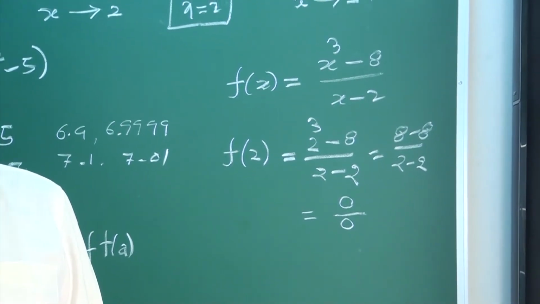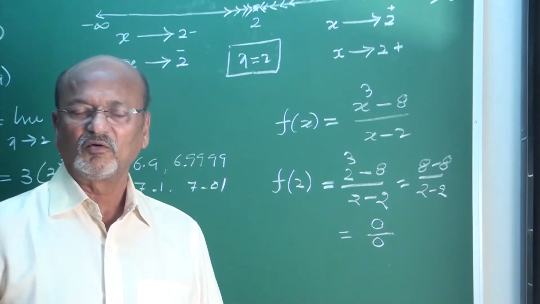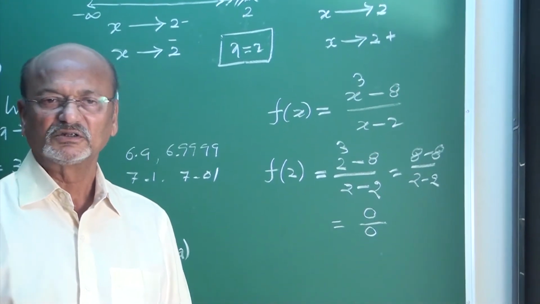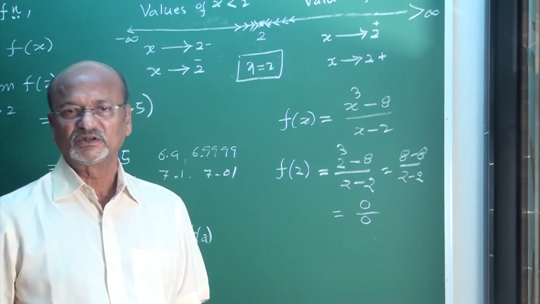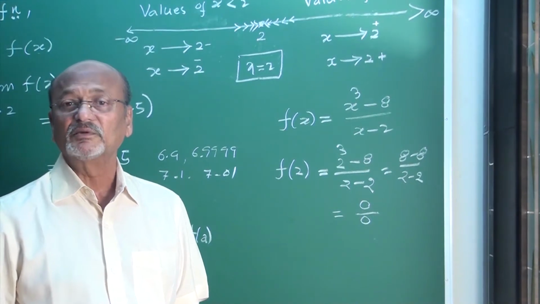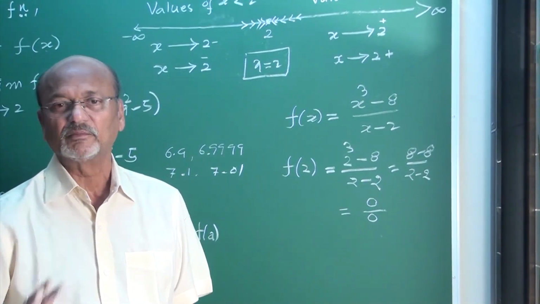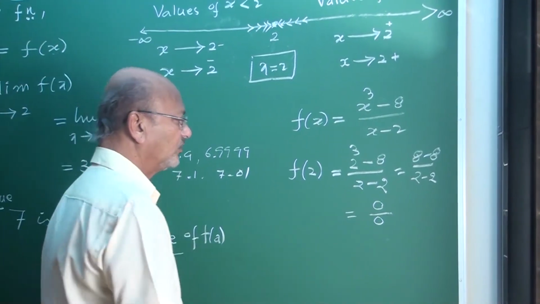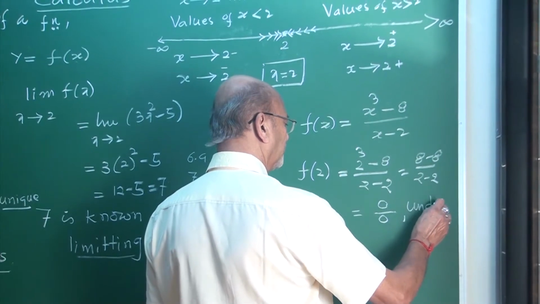What is the case? The functional value is 0 by 0. It is not defined. It is undefined. 0 by 0 is undefined, meaningless. It is called an indeterminate form. My friends, everything while doing the limits, I am just reminding you: indeterminate forms, which are undefined.